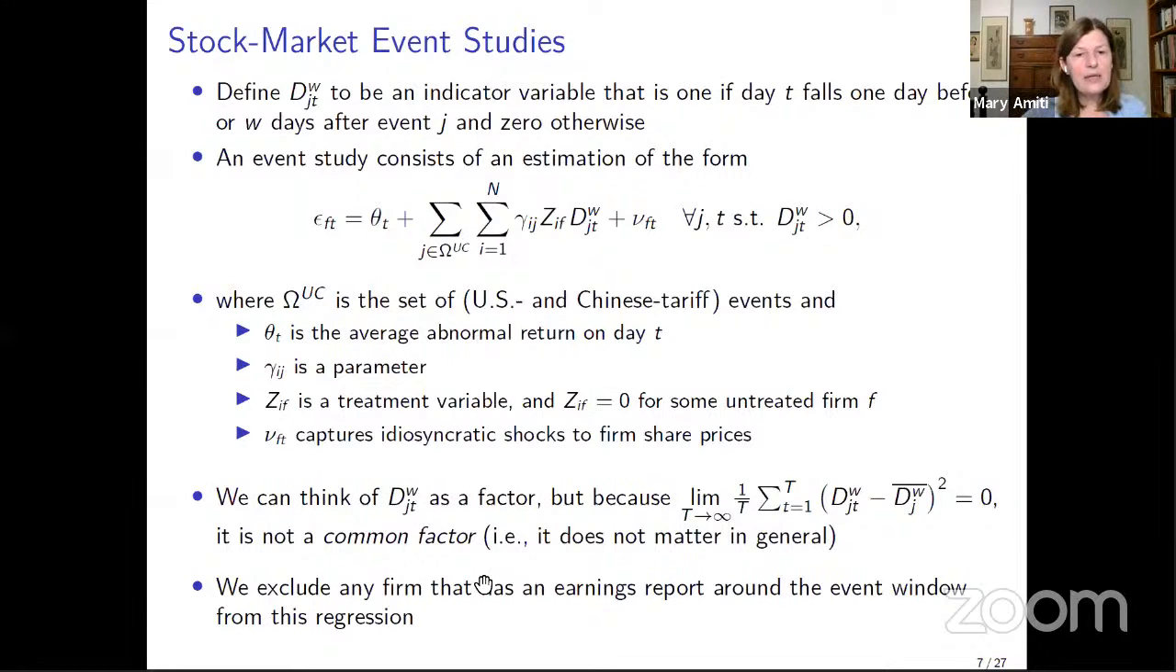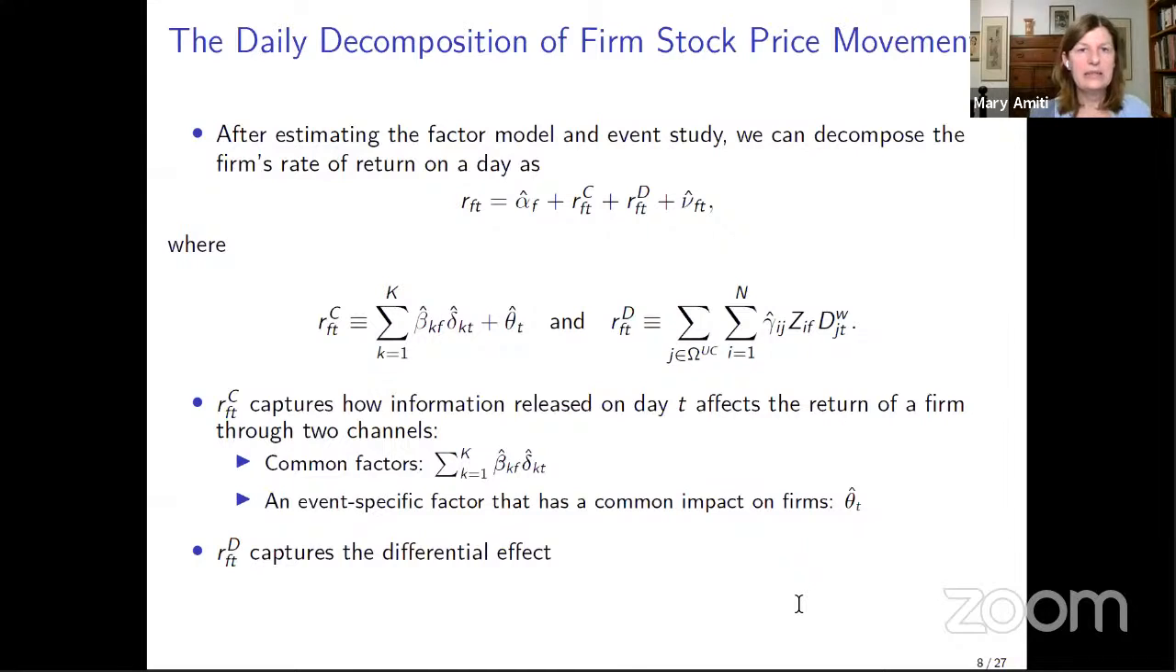One more point I want to make here is that, again, to try and avoid confounding factors, we exclude from this particular regression any firm that has an earnings report around the event date, because sometimes people think that a firm having an earnings report can move its stock. It doesn't really matter for the results, but this was raised by someone, and so we wanted to make sure that we control for everything we need to.